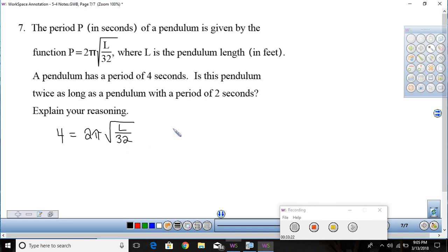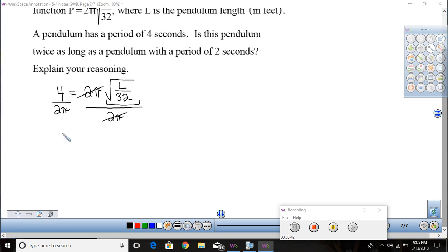So the first thing that I need to do is get this root isolated. Well, I'm being multiplied by 2 pi, so I need to divide by 2 pi. And you guys know me, I don't like to do anything in the calculator until the very end when you're working with problems like this. So I have 4 over 2 pi is equal to the square root of L over 32. So now I've got my root by itself. I can square both sides.